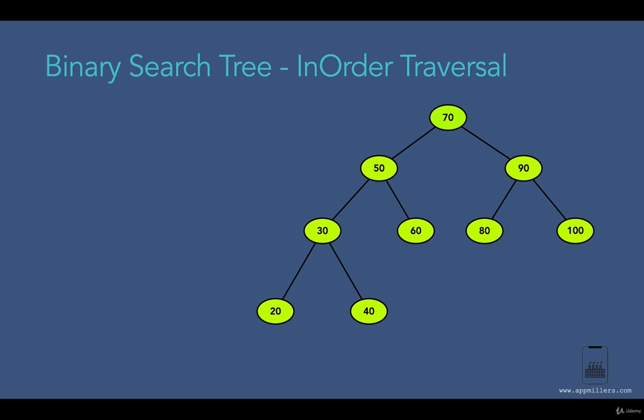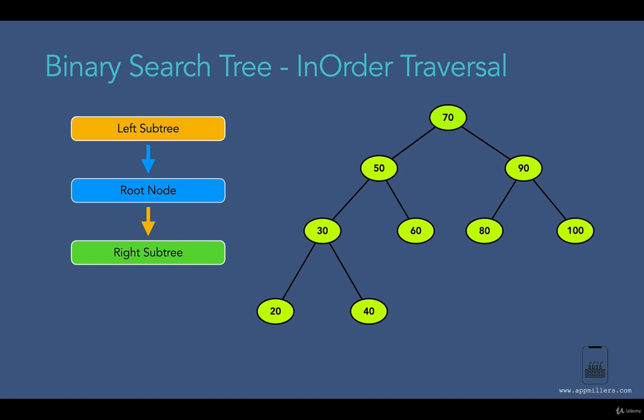Now in this lecture, we are going to look at InOrder traversal in case of binary search tree. Now in case of InOrder traversal, as we said before, first we are visiting the left subtree, then the root node, then the right subtree. So in case of this binary search tree over here, first we are going to start from this left subtree, then we are going to continue to the root node, then we are going to continue to the right subtree over here.